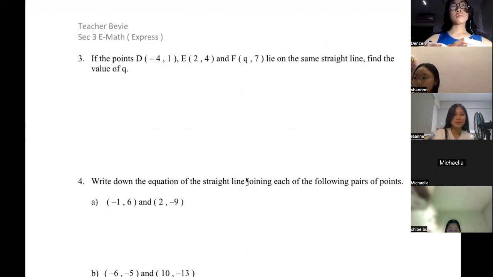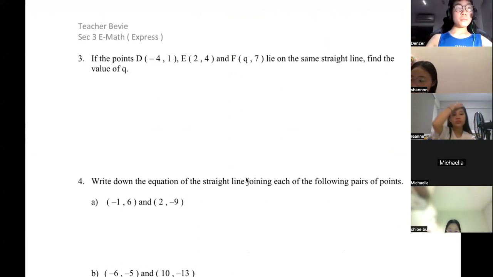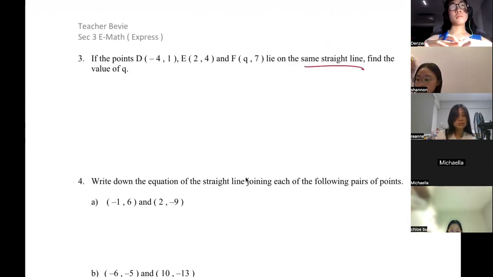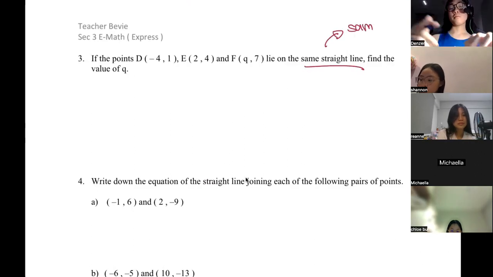Okay, D, E, F given lie on the same straight line. So Denzel, what did I say just now when I said they are lying on the same straight line? What is so special about them? The gradient is the same. Very good job. Okay, meaning they are having the same gradient.